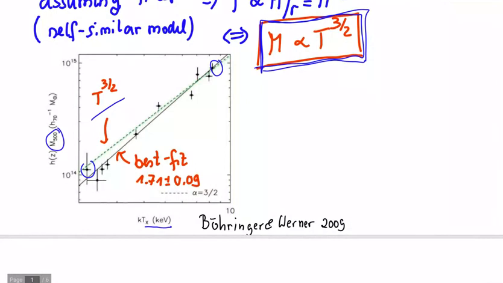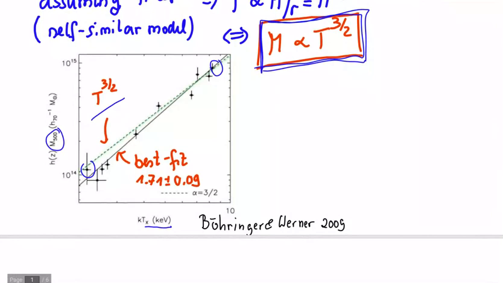So here's a plot from the review article by Boehringer and Werner from 2009, where you see the mass plotted over the temperature. Never mind the mass measure here, M500. This is a particular choice of the radius, which depends upon the density of the cluster at that distance. And on the other axis, it's the temperature of the X-ray emitting gas in units of keV. This is roughly 1 decade of temperature and a little bit more than 1 decade of mass, between 10 to the 14 and 10 to the 15 solar masses.